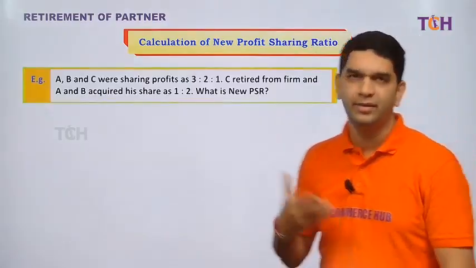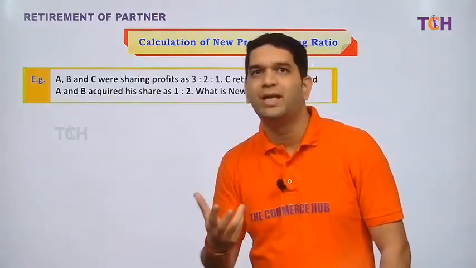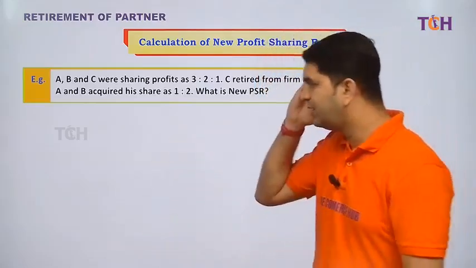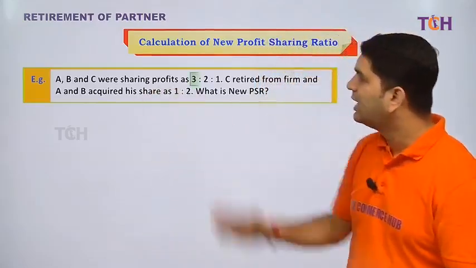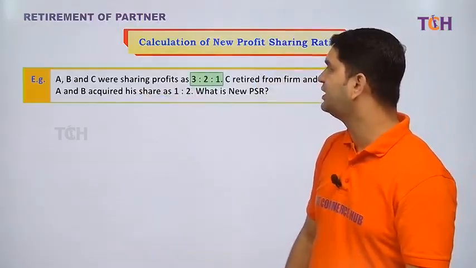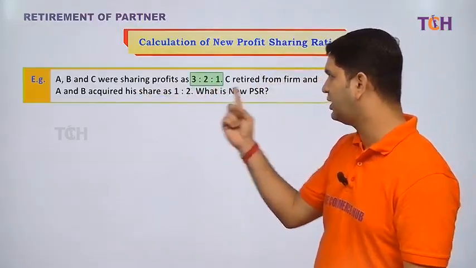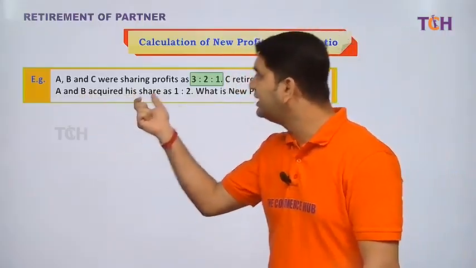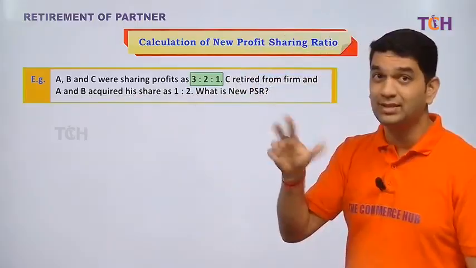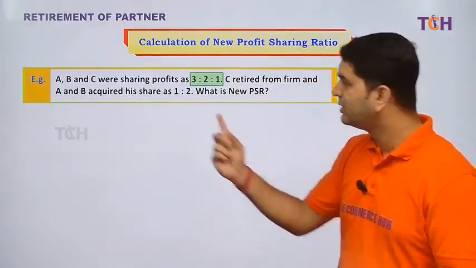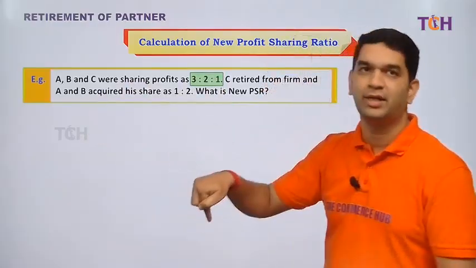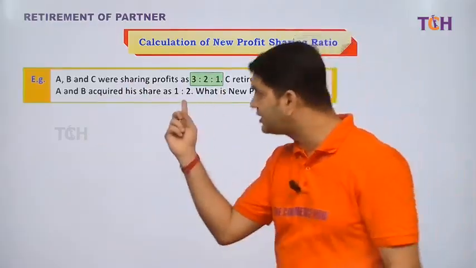Many times we try to understand theory, but we are unable to understand it. While with an example, it will be fixed. A, B, C were sharing profits as 3:2:1. It is their old share. C retired from the firm and A and B acquired his share as 1:2. Please understand the English part here. This is not the new PSR given. They have mentioned A and B acquired his share. C's share is acquired by A and B in this ratio.